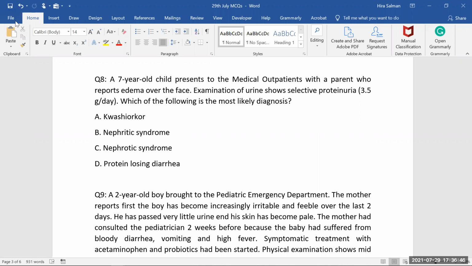Two things are very important here: periorbital edema plus massive proteinuria. That will help in making a diagnosis of nephrotic syndrome. Nephritic syndrome has very less proteinuria, maybe +1 or +2. You will never find 3.5 here. Of course, it's a nephrotic syndrome.